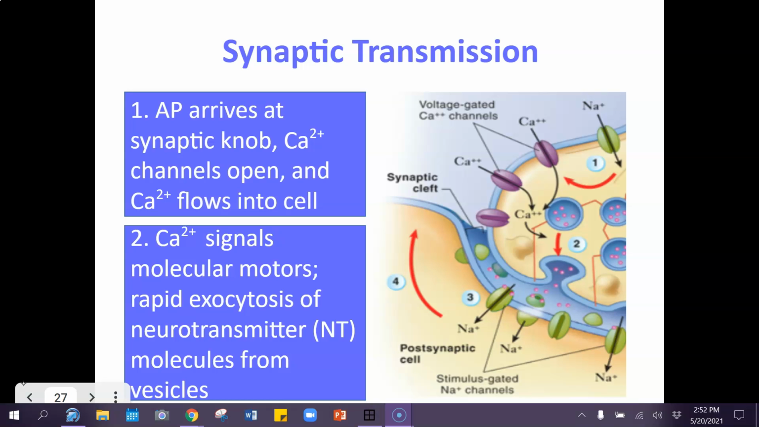This calcium influx is going to cause the vesicles, which is here at number 2, to merge with the interior of the cell membrane and exocytose the neurotransmitter into the synaptic cleft. And so that's what you see here. You've got all the pink little neurotransmitters leaving the cell, and now they're entering into the synaptic cleft.